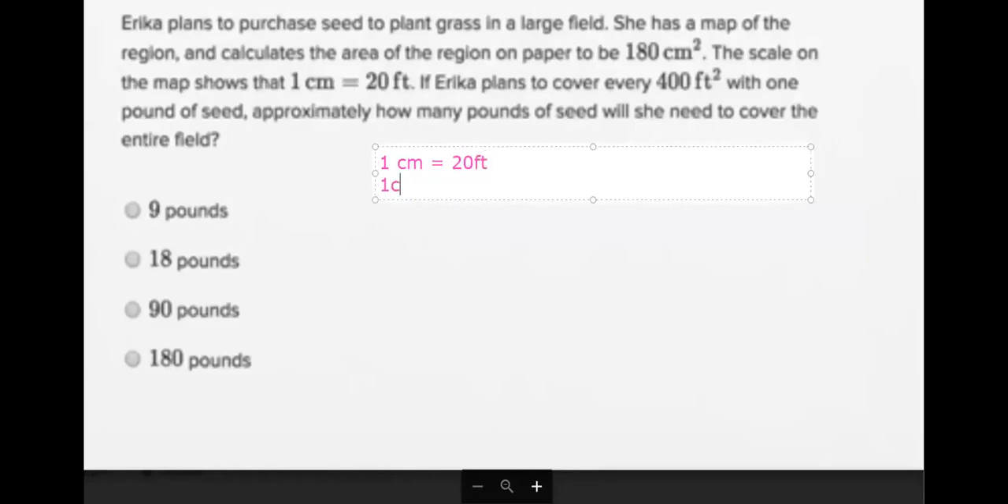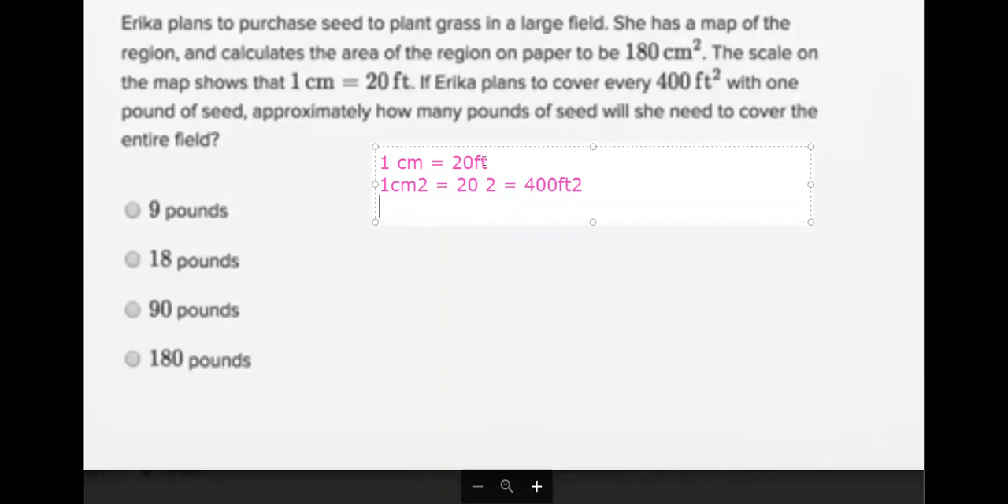So it means that 1 centimeter square is equivalent to what? 20 square, yes, which is equivalent to 400 feet square. Right? This is the thing. Now it says that if Erica plans to cover 400 feet with 1 pound of seed, approximately how many pounds?